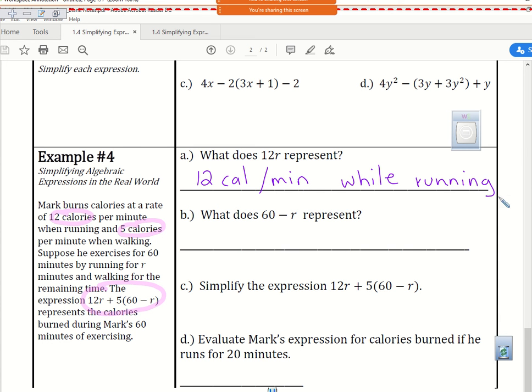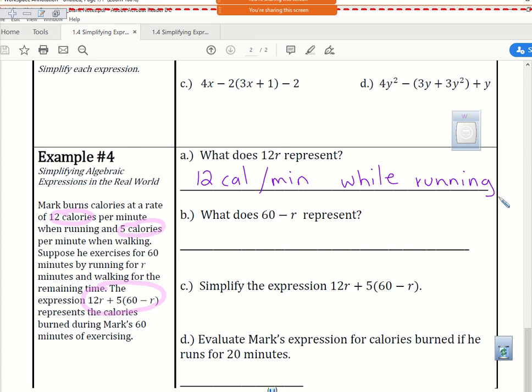Letter B, what does 60 minus R represent? Take a moment, read through the problem. Ben, where does the number 60 come from? 60 minutes. Good. What are they subtracting from it? What does R mean? What does the variable R mean? You have running and walking. So if you're 60 minutes and you're subtracting the time that you're running, what's left over? The time that you're doing what?